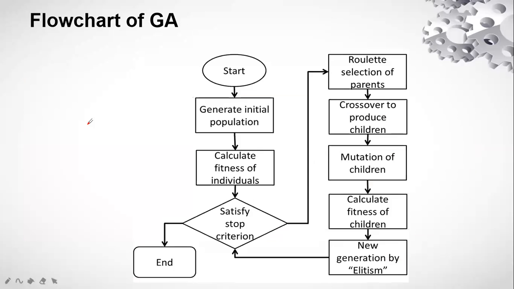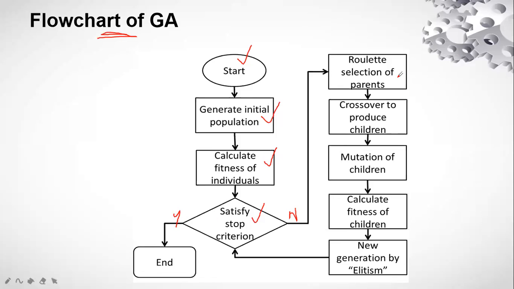So let's see this in flow chart form, which we have seen in text form. That is, we are going to start. We are going to generate an initial population of n chromosomes. We are going to calculate the fitness function of each individual chromosome. We have a stopping criteria depending on yes and no. Let's see. If it is yes, we have to end. If it is no, then what are we going to do?